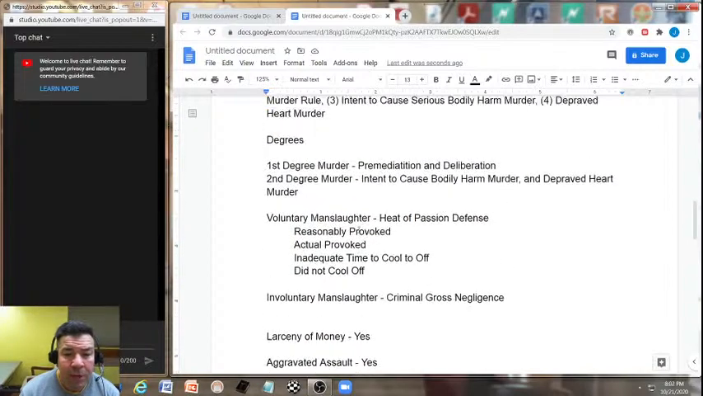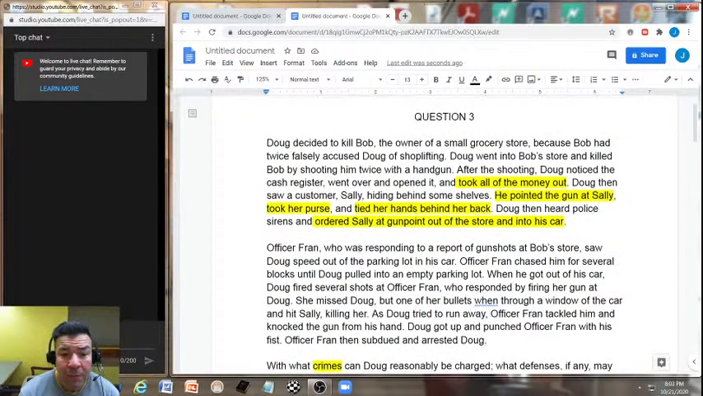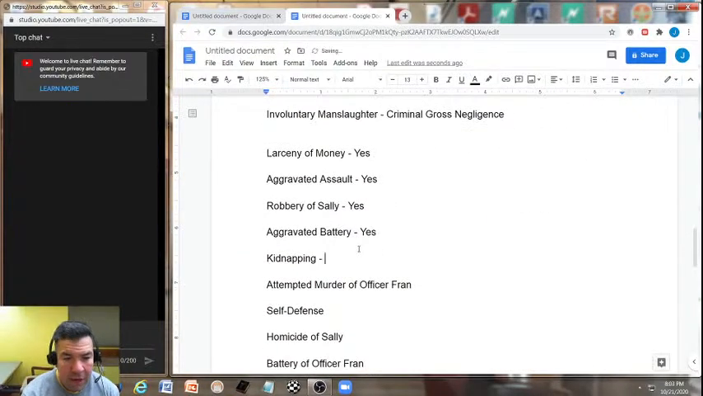When exactly did the kidnapping occur? Let's go back up here. This happened when Doug ordered Sally at gunpoint out of the store. The movement itself from where Sally was positioned out of the store and ultimately into Doug's car represented the totality of the kidnapping. That would be a sufficient set of facts to prove our kidnapping charge is definitely chargeable to Doug. So I believe that the state could appropriately charge Doug with kidnapping of Sally. Okay, that would be a yes.